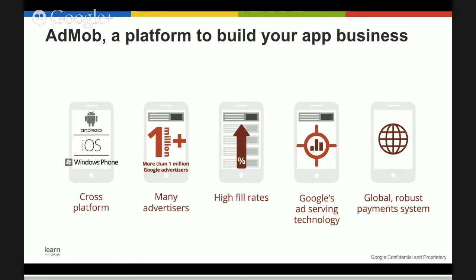So, as we were saying, AdMob is a real platform that can help you really boost your app business: build your app, promote your app, and then monetize your app at the same time. First of all, AdMob is a cross-platform solution. We have more than 1 million Google advertisers linked to our infrastructure. We have the highest fill rates in the market. The average fill rate in all the markets in the world is around 90%. In the most mature markets, we reach around 99% fill rate, which positions us as the most powerful ad network in the industry.